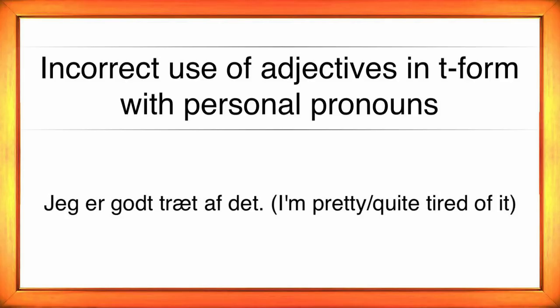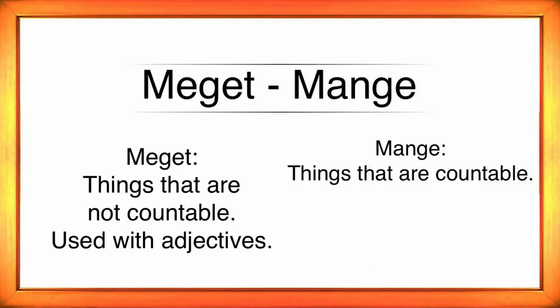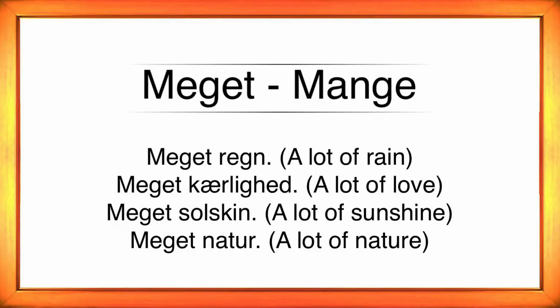The next one is very important and very common. Meget and mange. This is a classic, and I think most of you know, but here's a refresher. Meget is for anything that is not countable. It's for things that you don't say 1, 2, 3, 4, 5. So that could be rain, or love, or warmth, or gold, or water. In English, you don't say "en vand," like one water. It doesn't happen. So meget is when we have a lot of something not countable.